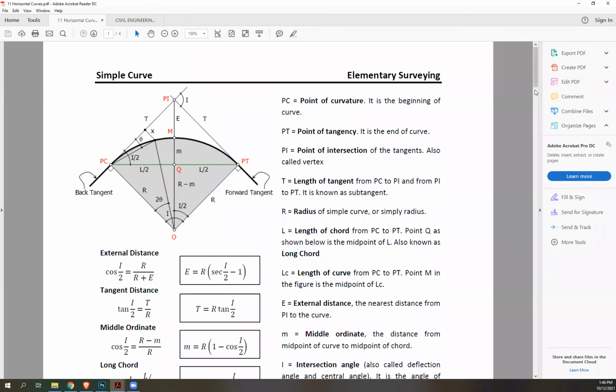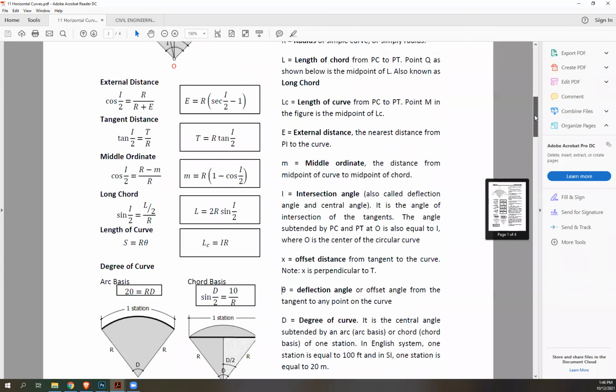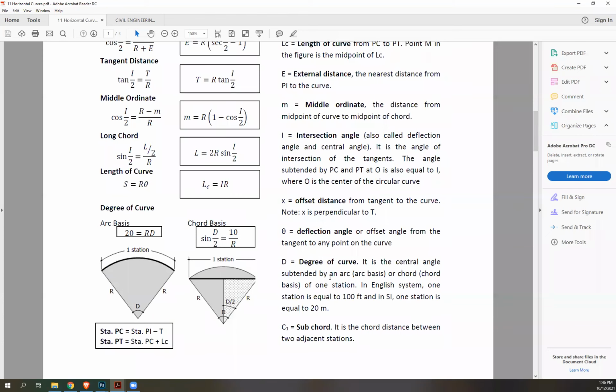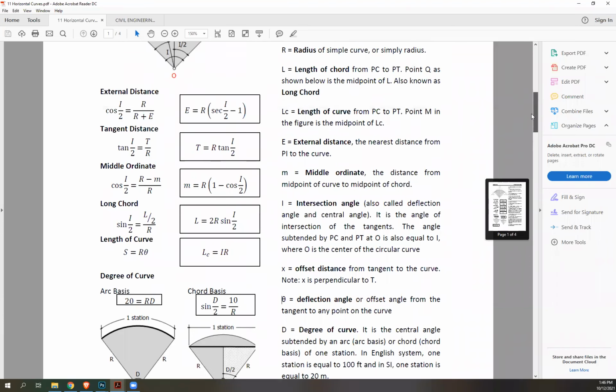So that's your theta. Degree of curve is the central angle subtended by an arc if you're using arc basis, or chord if we're using chord basis of one station. In English system, one station is equal to 100 feet, and in standard unit, your one station is equal to 20 meters. So later, I'll show you what arc basis and chord basis are, which are the methods we use to get the degree of your curve.